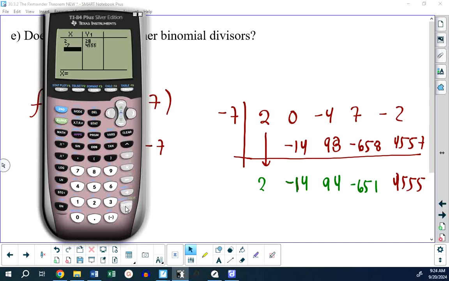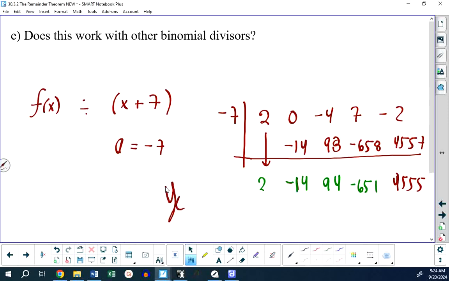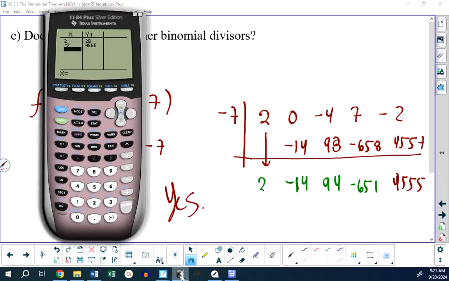So does it work with other numbers? Well, we're not going to stand here and choose every number in the universe. We would never get anything done. I've demonstrated that it works with at least one other number, and I wouldn't be doing this if it didn't work with all numbers. So the answer is yes. Now, if I asked you to find the remainder when you do that division, wouldn't you rather do this than synthetic division?